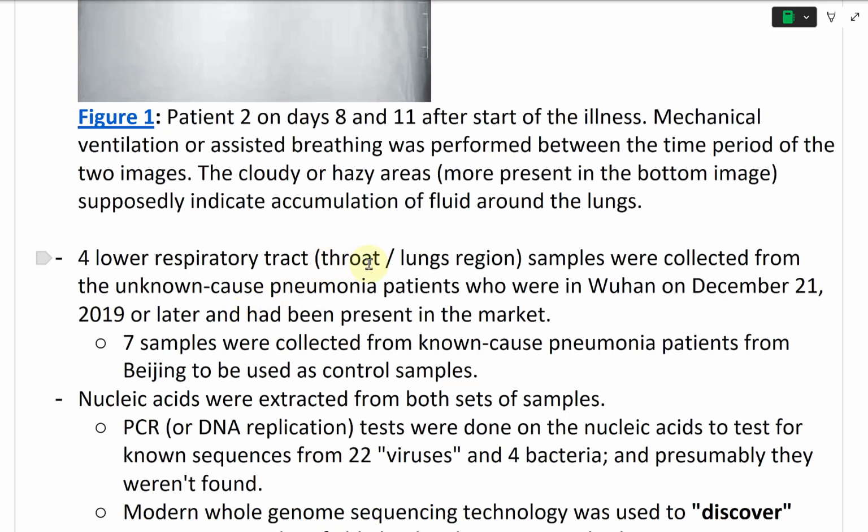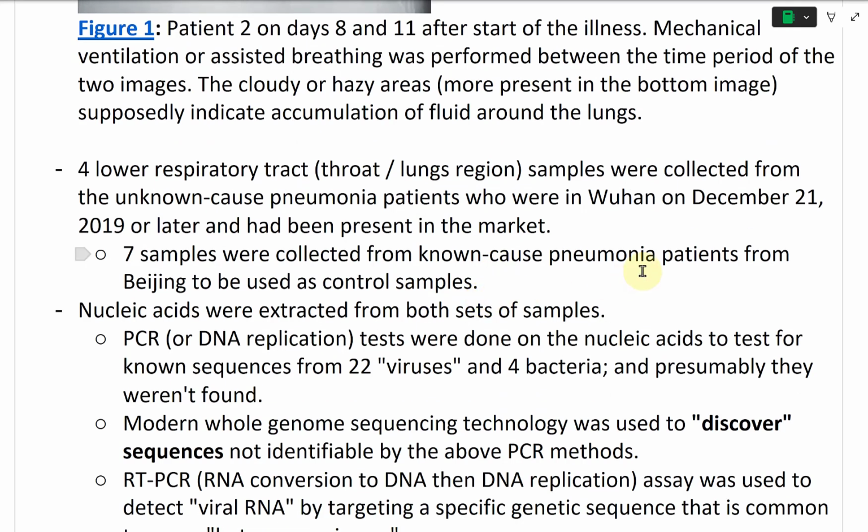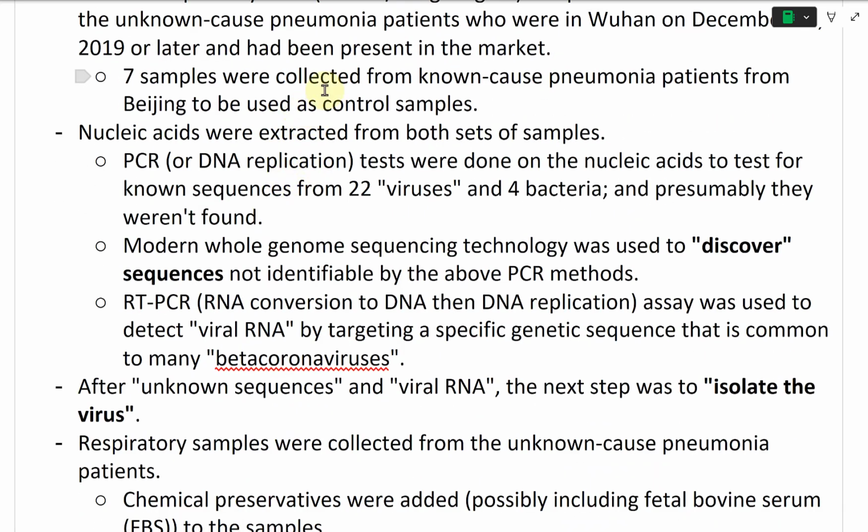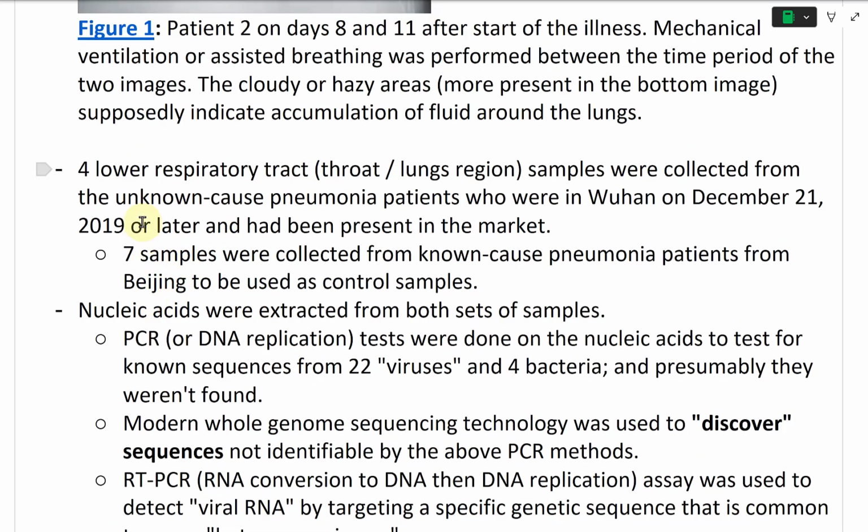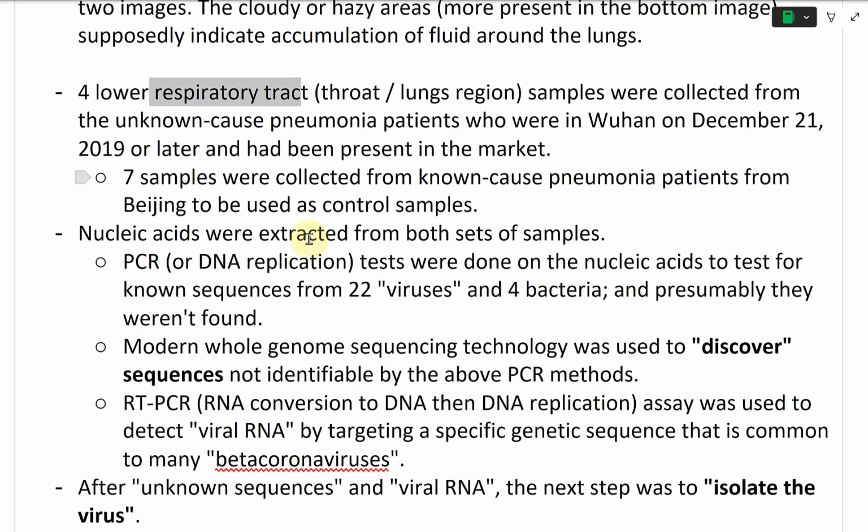So for the lower respiratory tract, throat and lungs region, samples were collected from the unknown cause pneumonia patients who were in Wuhan on December 21st, 2019 or later and had been present in the market. 7 samples were collected from known cause pneumonia patients from Beijing to be used as control samples. Nucleic acids were extracted from both sets of samples. So you extract from the 4 samples from those patients from Wuhan, and then the 7 samples from the Beijing control samples.